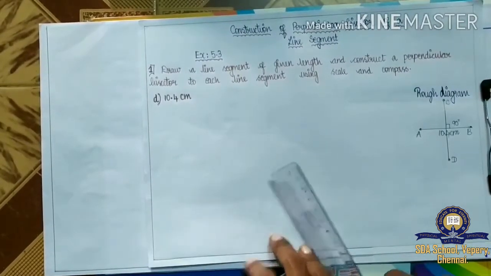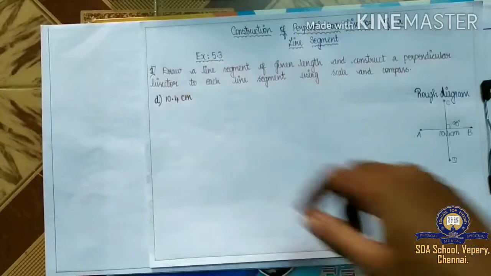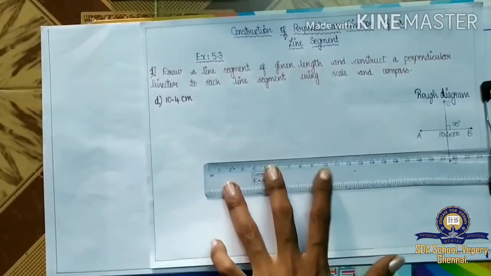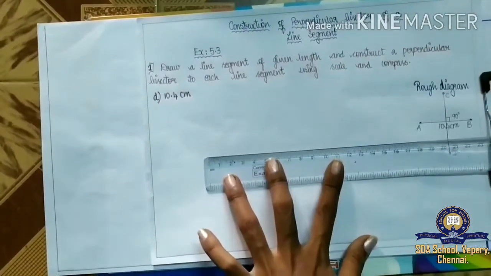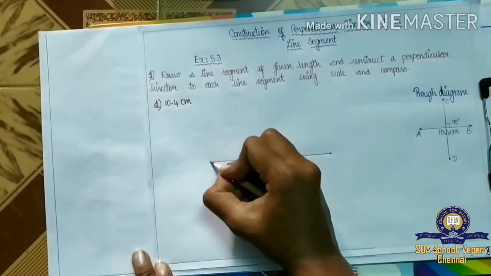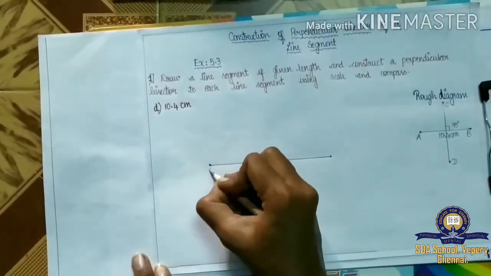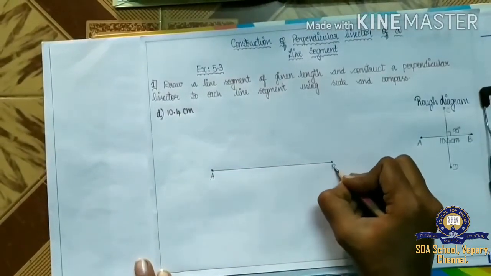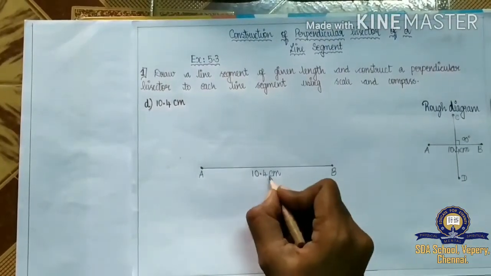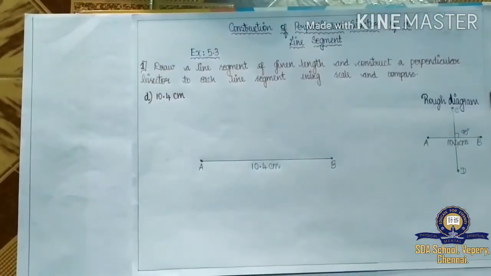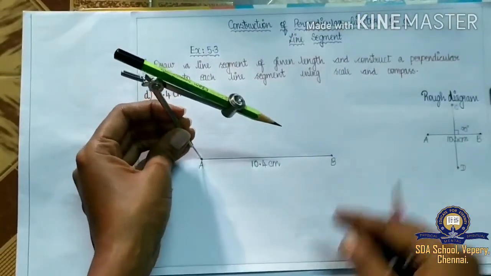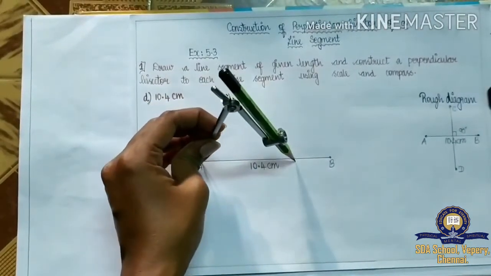Yes. Now we move on to our fair diagram. First we should draw a line segment 10.4 centimeter. See? 10.4 centimeter. And we name it as A and B. And write 10.4 centimeter.